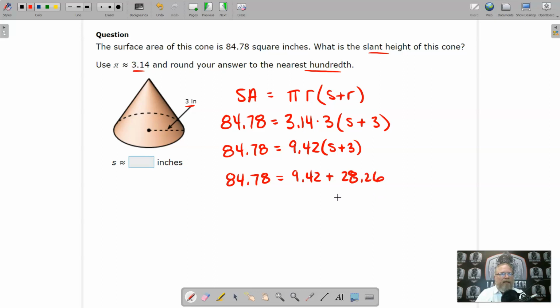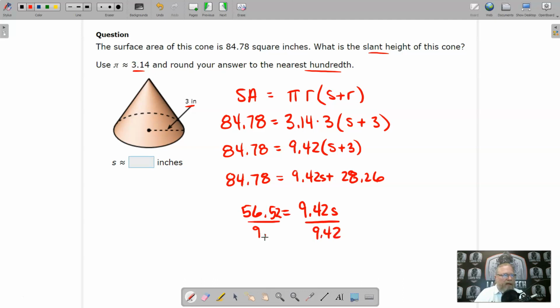28.26. Now let's go ahead and subtract 28, and I'm missing the s right there, aren't I? There we go. So I'm going to end up with just the 9.42s on the right. I'm subtracting 28.26 from each side. So 84.78 minus the 28.26 is going to give me 56.52. Now let's divide both sides by the 9.42.